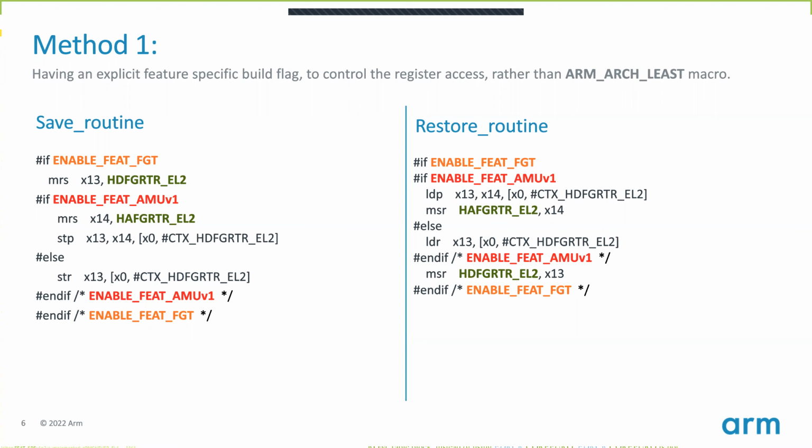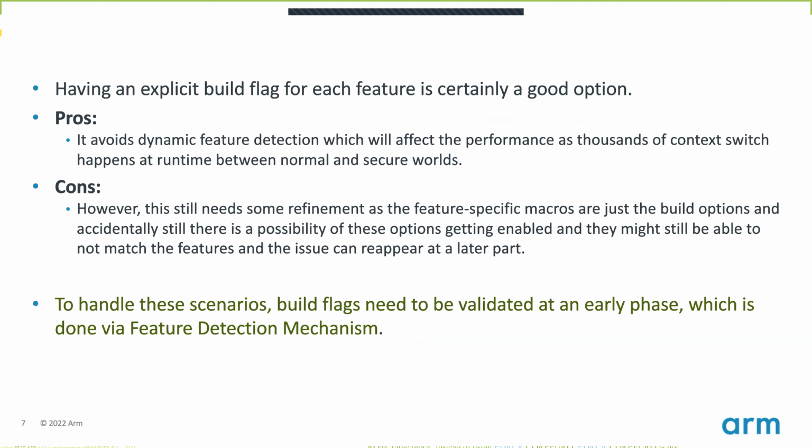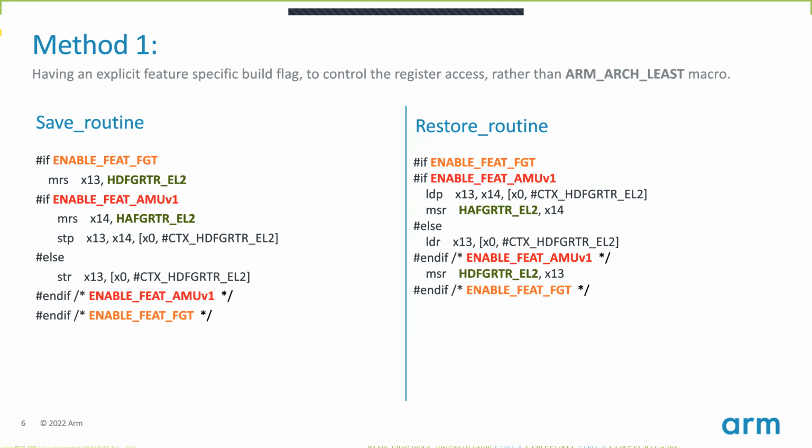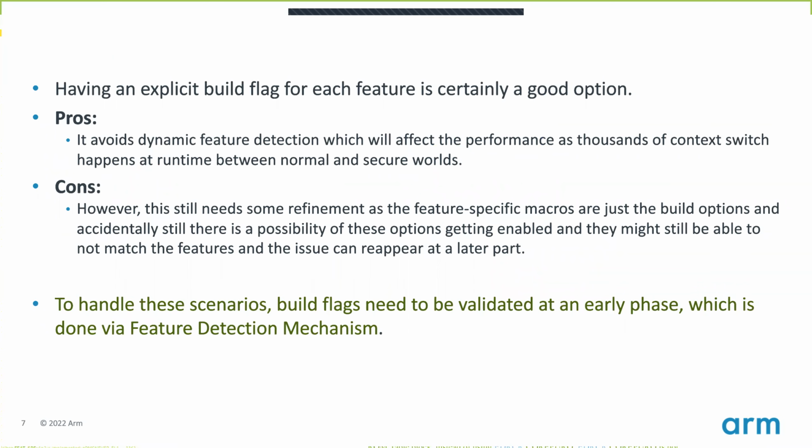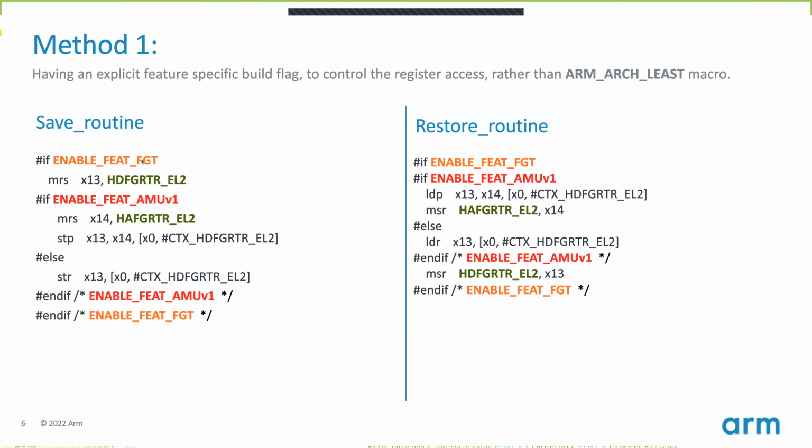So this was one way to handle this, but this was not the complete solution. One of the advantages of having this build flag from the ARM architecture list macro is obviously that we were able to avoid the exceptions. And also the advantage was we were not doing any dynamic feature detection, meaning we were not reading any ID registers to confirm whether the feature is present or not in the PE. We were just going with the build flag. So we were more confident that the platforms will be aware that when they enable this build flag, the PE actually supports it.